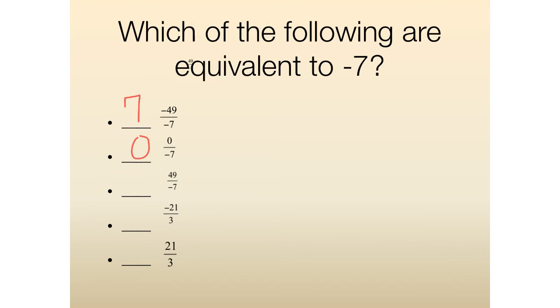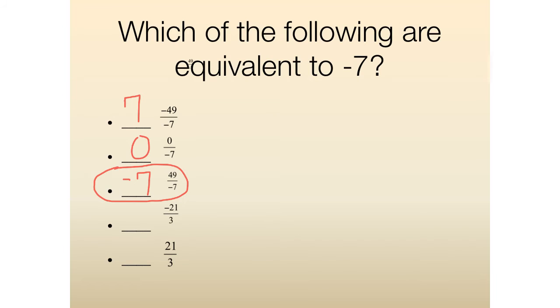49 divided by negative 7. Positive over negative is negative. 49 divided by negative 7 is negative 7. This is one of our answers. But let's continue on. Make sure they didn't sneak any other answers in on us.